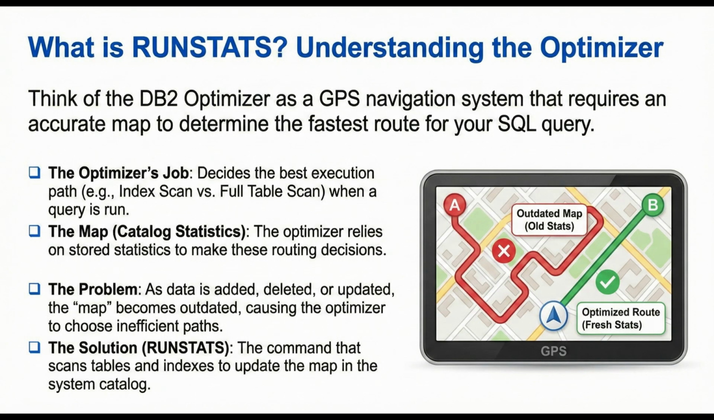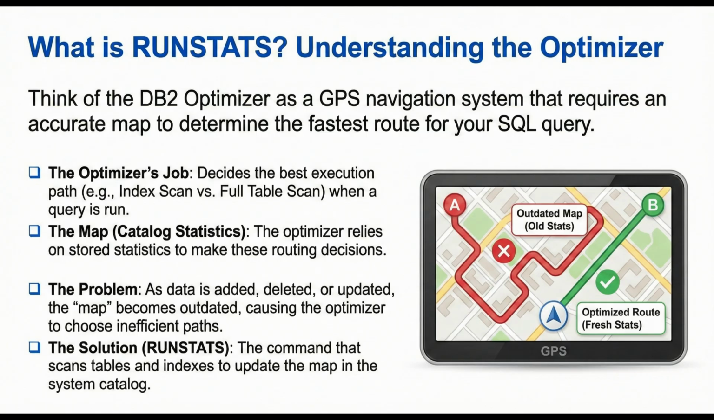Let's start with the basics. What exactly is RUNSTATS? Think of the DB2 optimizer as the GPS navigation system of your database. When you run a SQL query, the optimizer has to decide the best route to get your data. Should it use an index? Should it scan the whole table? Which table should it join first? To make these decisions, the optimizer relies on a map. In DB2, that map is your catalog statistics.